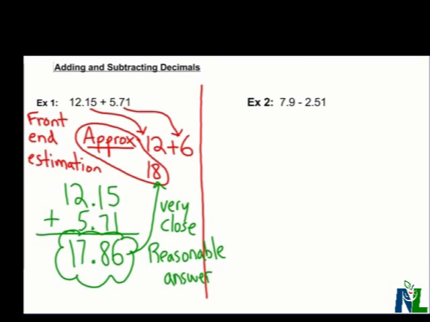If we move over to subtraction, we're going to subtract the exact same way that we add. We're going to line up our decimal places. We're going to look at front-end estimation first to get an idea of what a reasonable solution would look like.